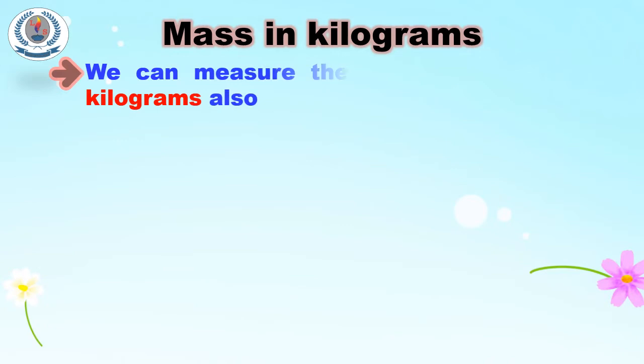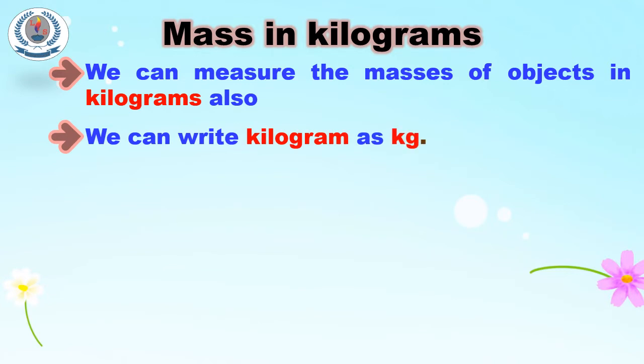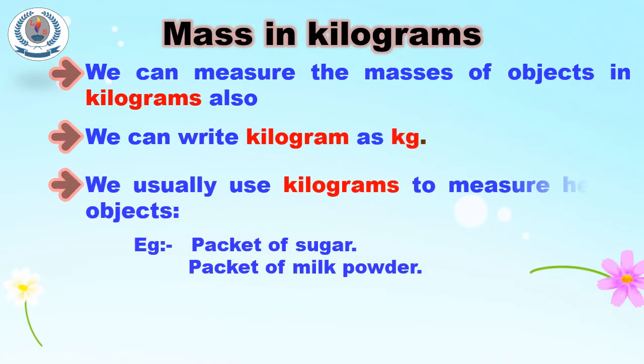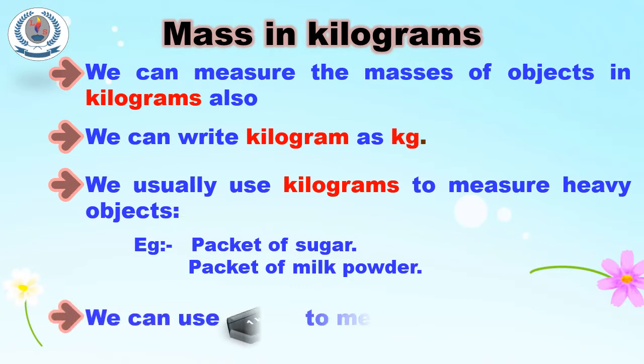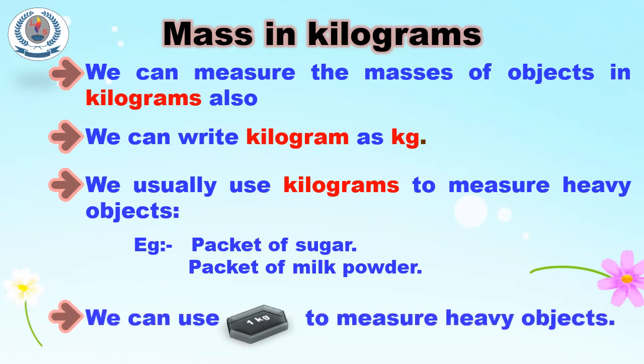Mass in kilograms. We can measure the masses of objects in kilograms also. We can write kilogram as simple kg. We usually use kilograms to measure heavy objects, for example, a packet of sugar, a packet of milk powder. We can use a mass of 1 kilogram to measure heavy objects.